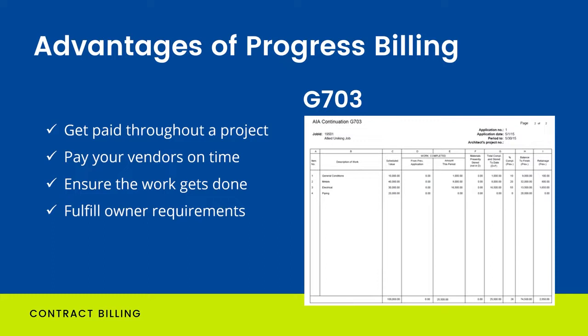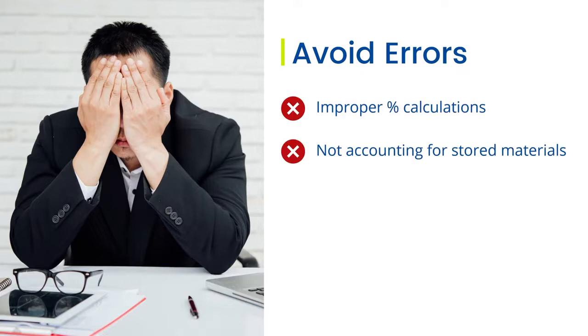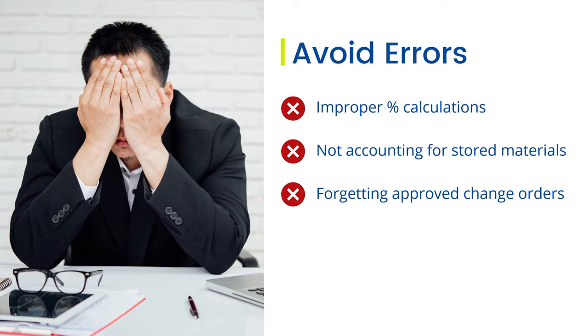Also, keeping up with all of this information in spreadsheets allows room for lots of errors, such as improper percentage of completion calculations, not accounting for stored materials properly, or forgetting to manually add approved change orders to your billings. In addition, it causes you duplicate work because then you manually have to post that into your accounting system, manually track the retainage as the job progresses. These manual billing errors can likely result in jobs being underbilled or overbilled, not to mention can cause delays in receiving your payments.